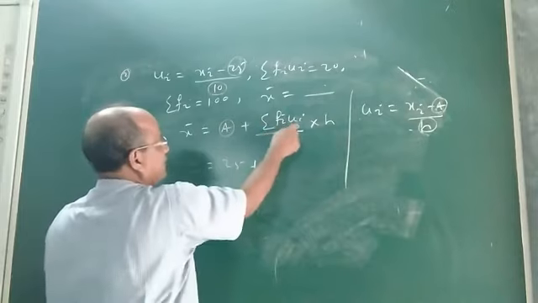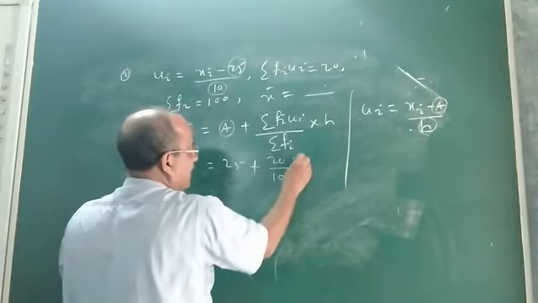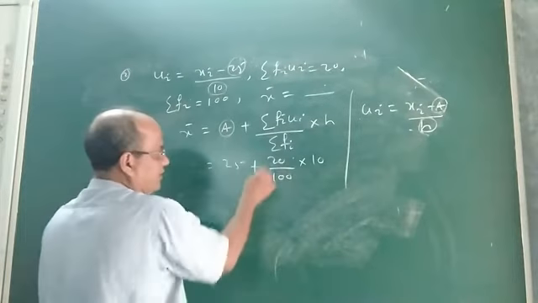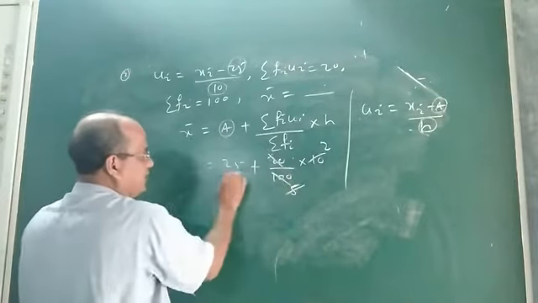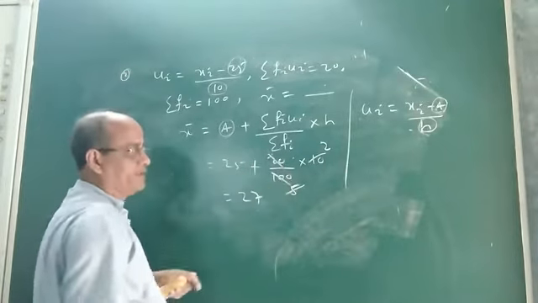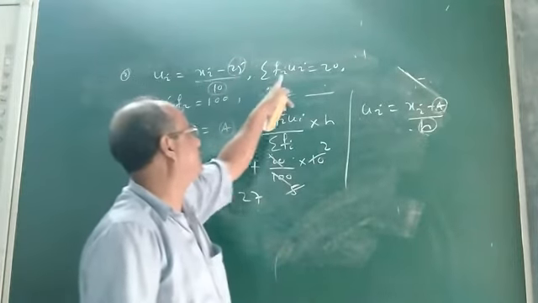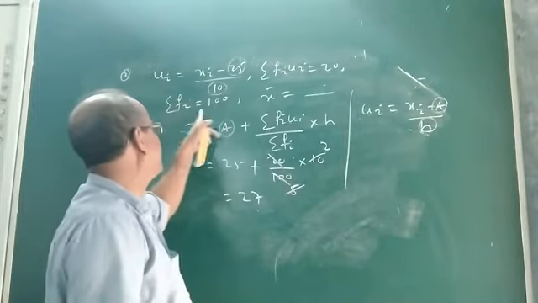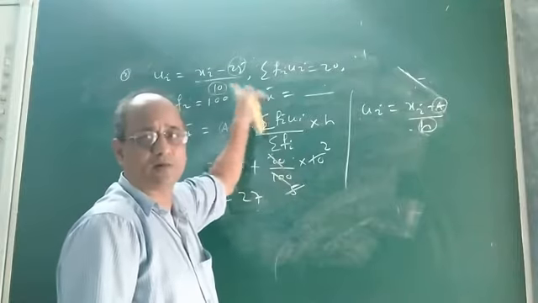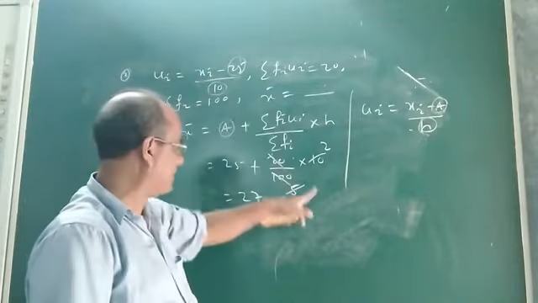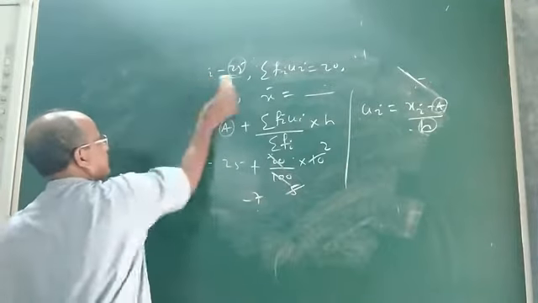Then summation of fi ui is 20, summation of fi is 100, and this is your 10. Now do the cancellation: 5 into 2 is 10. So 25 plus 2 is 27. So if ui equals xi minus 25 by 10, summation of fi ui is 20, and summation of fi is 100, then the mean of the distribution by step deviation method will be 27.